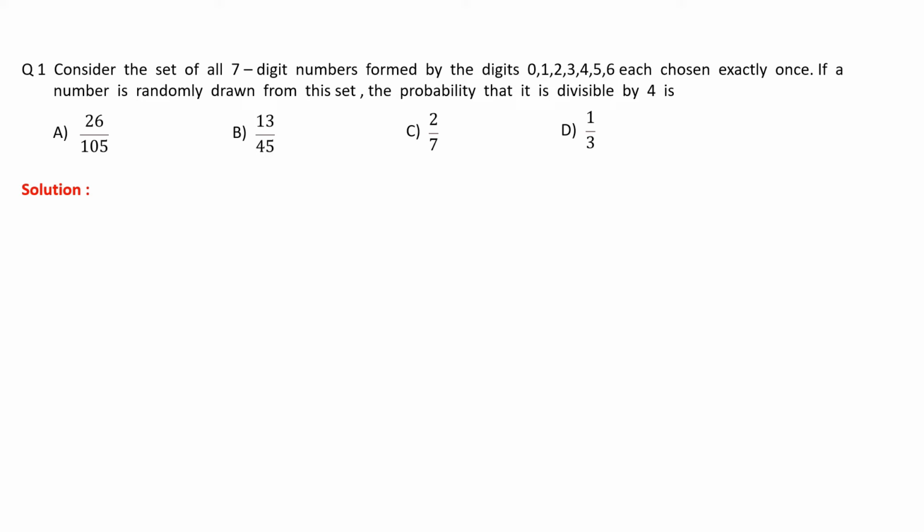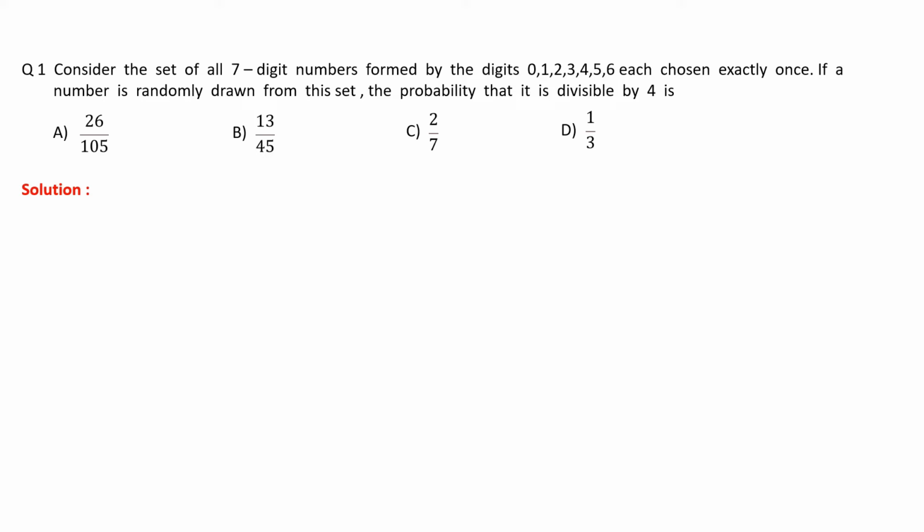Now, part 1 contains 20 questions on mathematics, so we'll be discussing them one by one. Here is the first question. You can clearly see it is a question based on the concepts of permutation, combinations and probability. The question says, consider the set of all 7-digit numbers formed by the digits 0, 1, 2, 3, 4, 5, 6, each chosen exactly once. If a number is randomly drawn from this set, then the probability that it is divisible by 4 is.